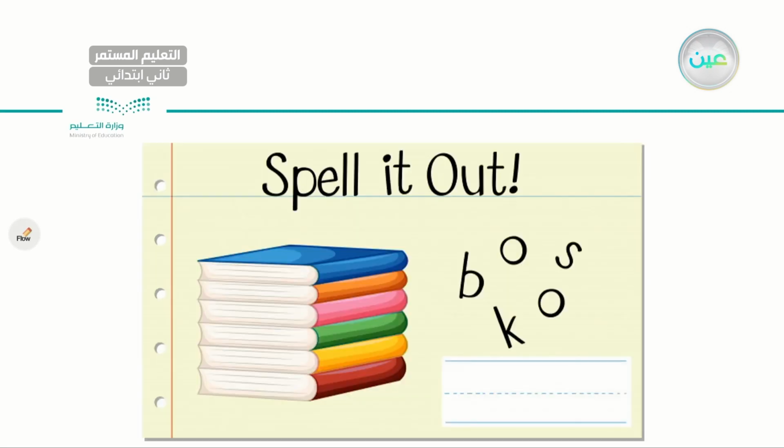Let's have another example. This is an easy one. I know you can get it. I have K, B, O, S, O. So I have double O. What do you think? What's the word? I have a picture here. The word is books. Very good, books. Let's spell it out. B, double O, K, S, books.